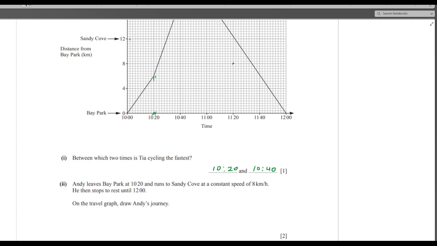Sandy Cove is this particular line. Okay, this particular line. This is your Sandy Cove. So from here you will join this and you will continue like this, and then you stop to rest until 12. So you are now stopped and taking rest like this. Okay, so this is how we have shown Andy's travel on the graph.